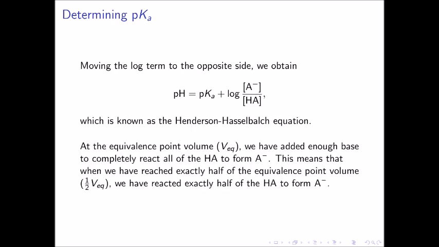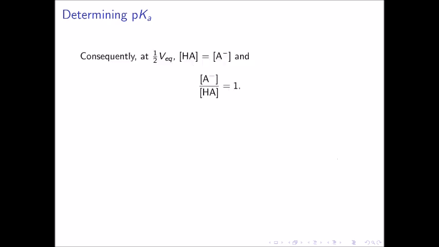Now at the equivalence point volume, or VEQ, we have added enough base to completely react all of the HA to form A-. Consequently, this means that when we have reached exactly 1/2 of the equivalence point volume, or 1/2 VEQ, we have reacted exactly half of the HA to form A-. This tells us that when we reach 1/2 VEQ, the concentration of HA in solution is exactly equal to the concentration of A- in solution. This means that the ratio of the concentrations is equal to 1.